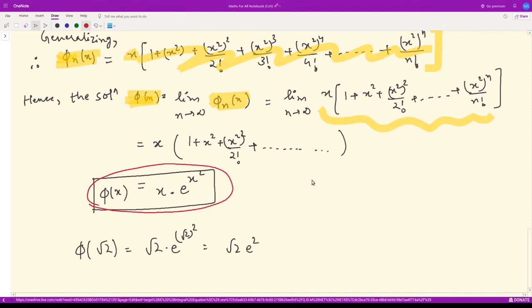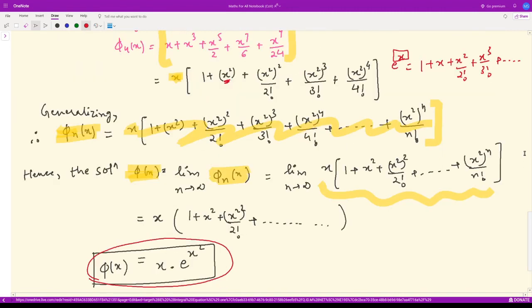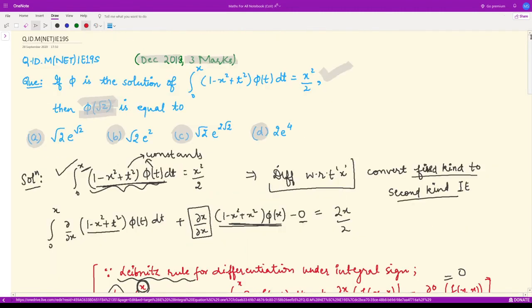In the question they have asked what is the value of this phi at square root 2. So you just have to replace x with square root 2. So it would be square root 2 e to the power square root 2 square. So it would be this. Let us look at our options. Square root 2 e square is our answer. So option B is the correct option. That is it for this video. Thank you.